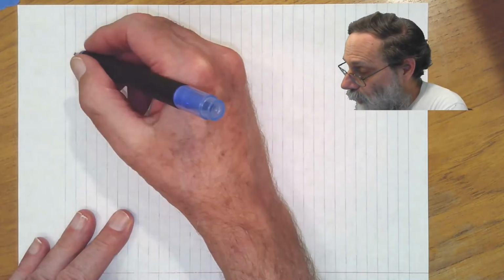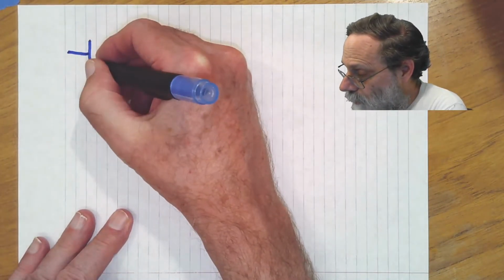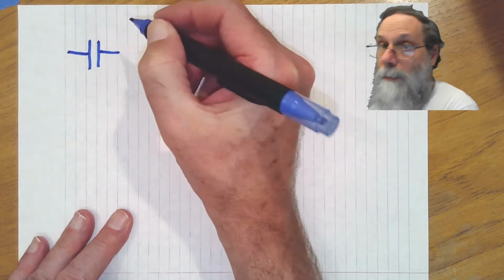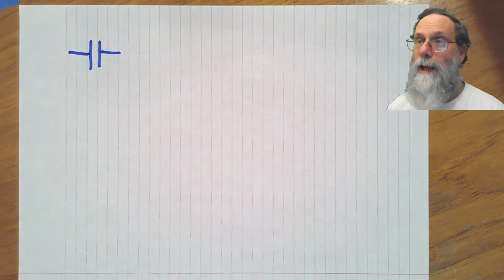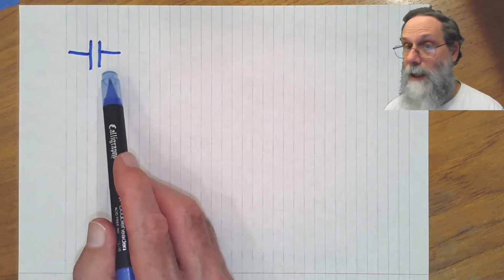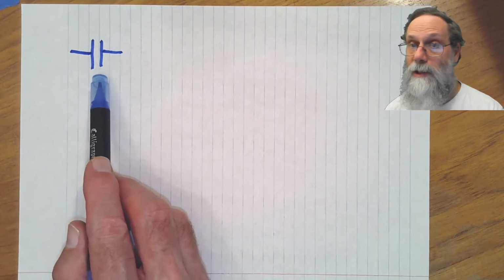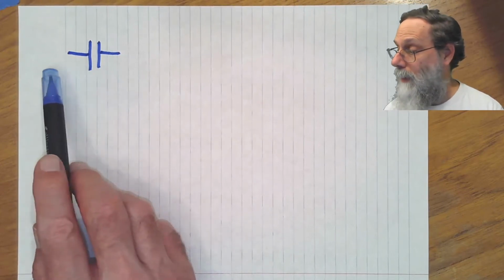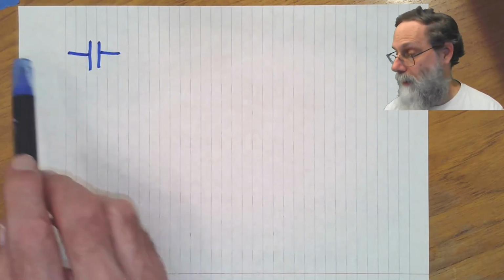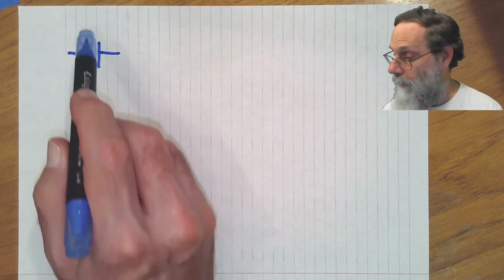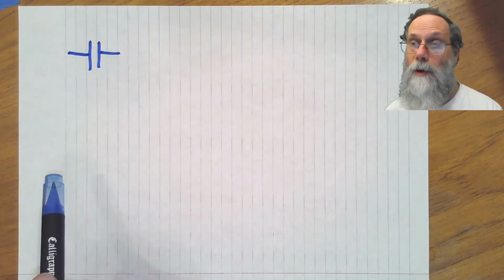It consists of two conductors separated by an insulator. And the way this is drawn in a schematic diagram is with two plates parallel to each other that are the two conductors, and wires come in to connect to those two conductors, and then a gap between them that corresponds to the insulator.